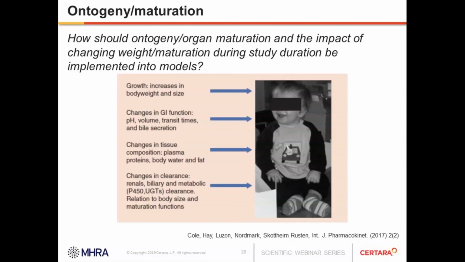We know that there are increases in body weight and body size and growth. There are changes in GI function, so changes in pH, volume, transit times, and bile secretion, as well as differences in tissue composition. So plasma proteins change throughout childhood, as well as body water and fat. But what we focus on today will be changes in clearance factors, so especially renal, biliary, but especially metabolic clearances. And we know that these are related to body size, but also related to maturation functions as well.